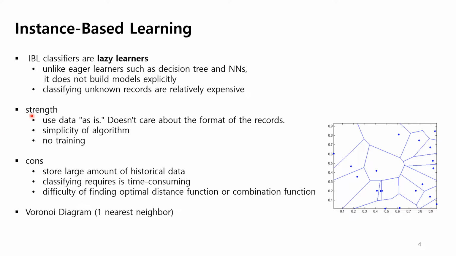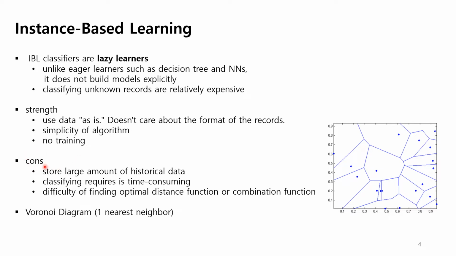The strengths of instance-based learning: you can use data as is because you do not build any machine learning model. You simply store the entire training data. Another strength is that the algorithm is very simple. It simply reads the entire data and finds some similar data, some neighbors. And there is no training, as I said. You simply read the training data and store them. So there is no training actually.